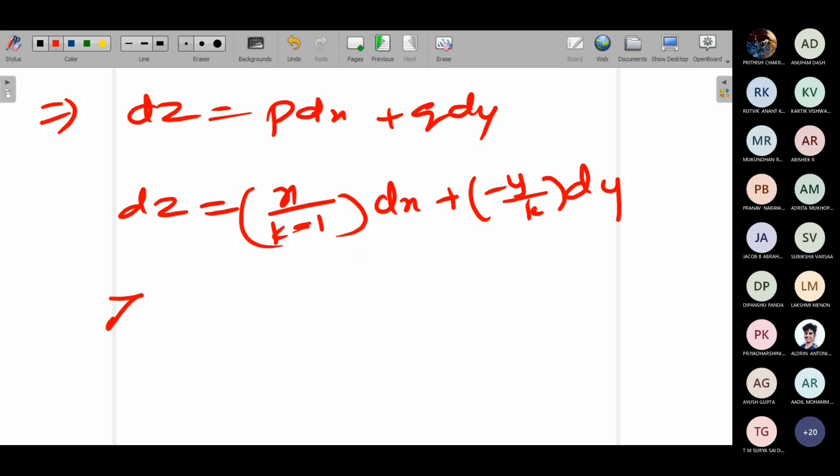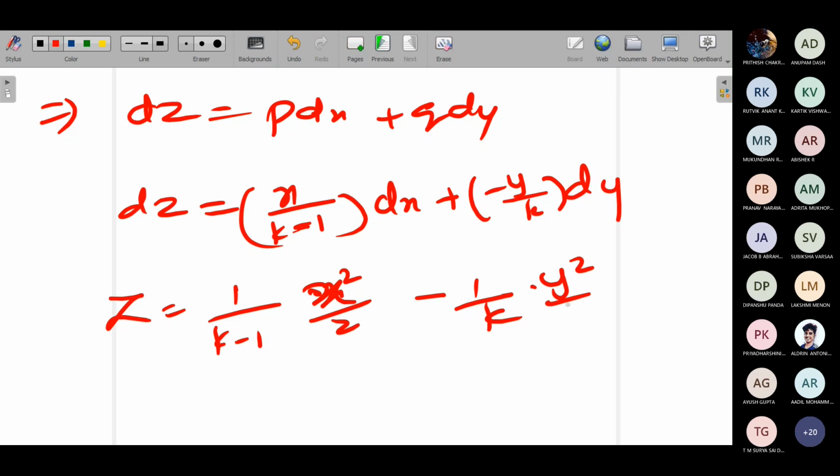Now if you integrate it, what you get is 1 by k minus 1 into x square by 2, minus 1 by k into y square by 2, plus the integrating constant c. That's all. Getting this?